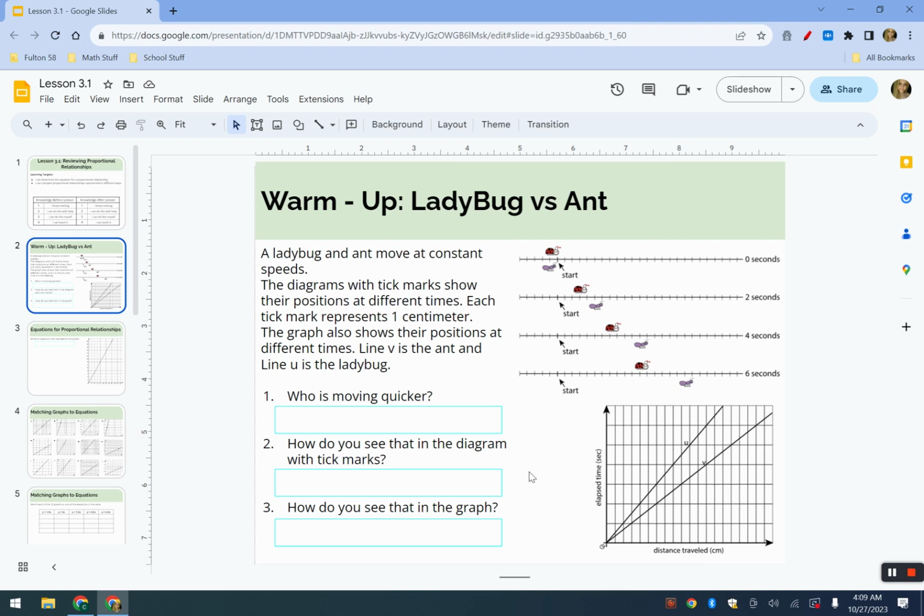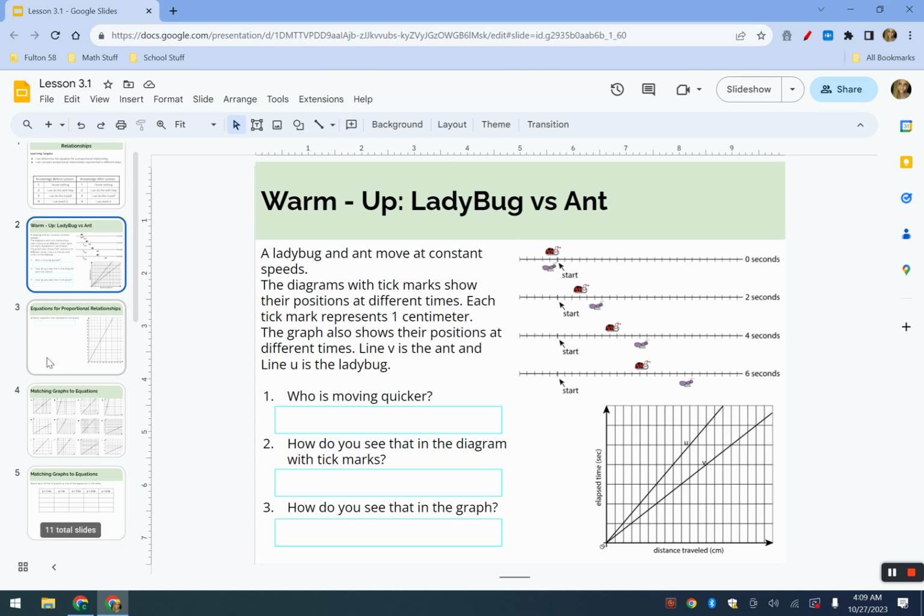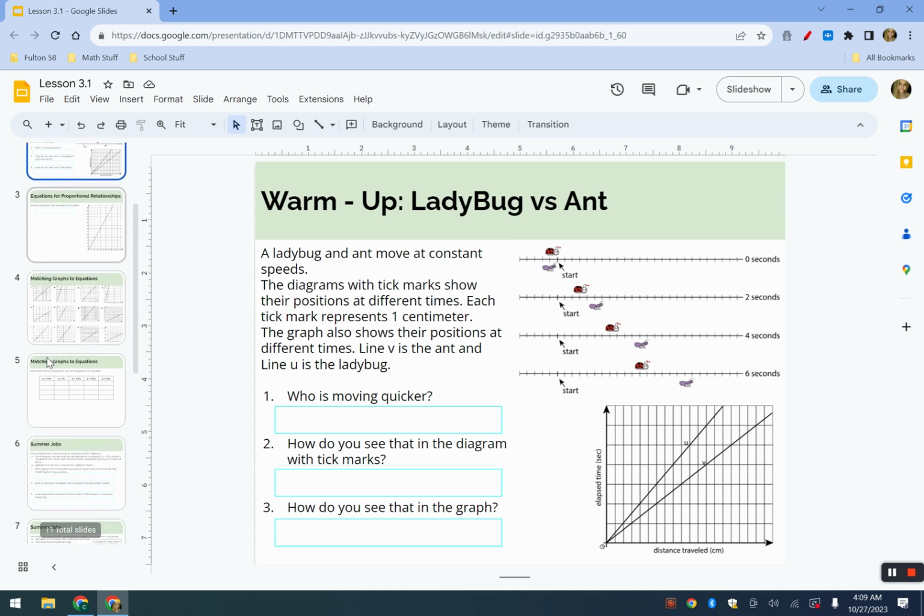So the first question is who's moving quicker? Then how do you see that in the diagram with the tick marks? And then how do you see that in the graph? So go ahead, pause here, and come back once you're ready.